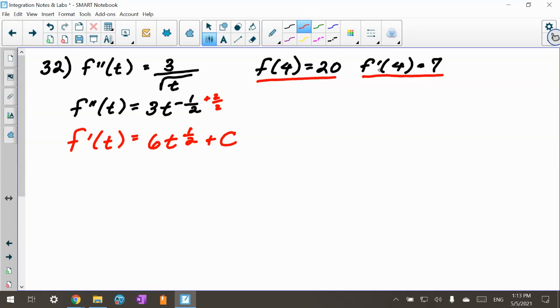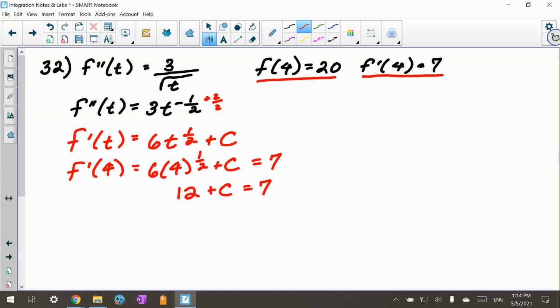Now I'm going to come up here to the f prime of 4 equals 7, and I'm actually going to do that. So f prime of 4 equals 6 times 4 raised to the half plus c, and that equals 7. Well, I know 4 raised to the half is the square root of 4, so that's 2. So 6 times 2 is 12 plus c equals 7. So c is going to equal negative 5.